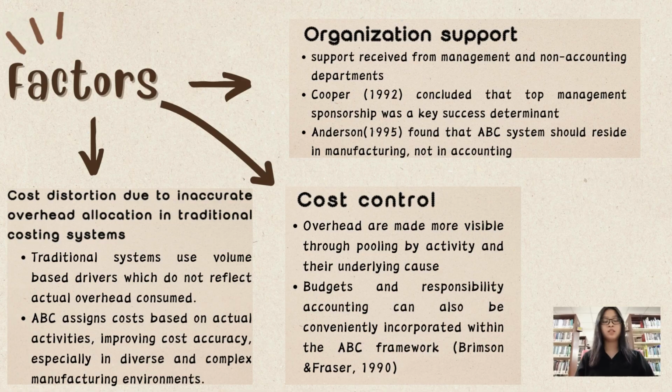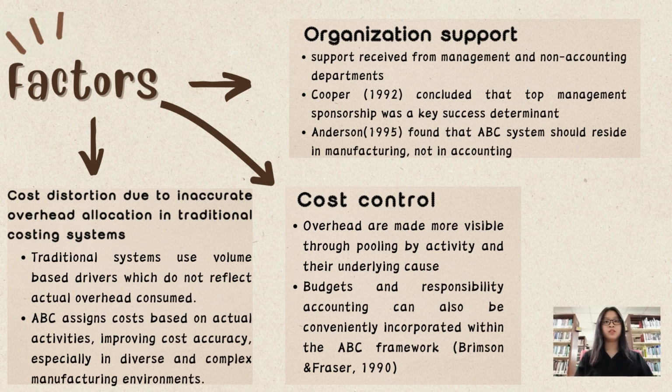Another factor is cost control. Overheads are made more visible through pooling by activity and their underlying costs, to the extent it is reflected in their cost drivers. In addition, budget and responsibility accounting can also be conveniently incorporated within the ABC framework.